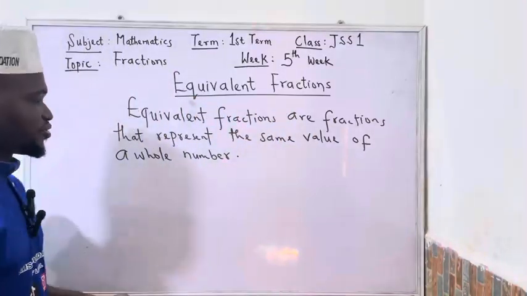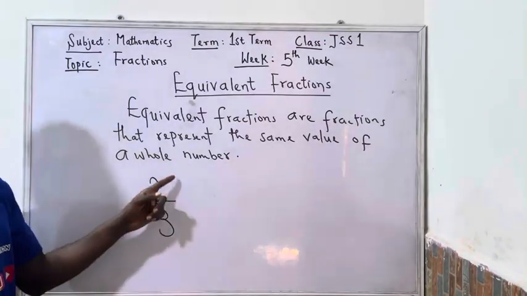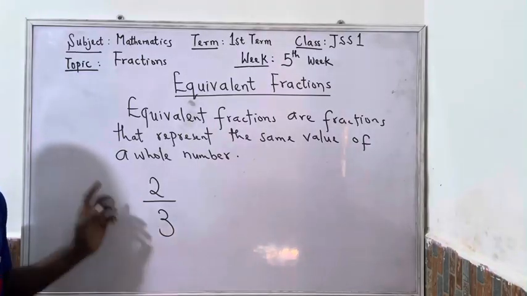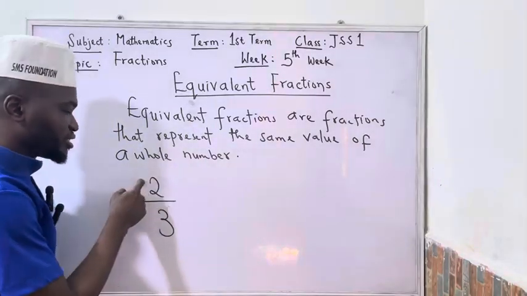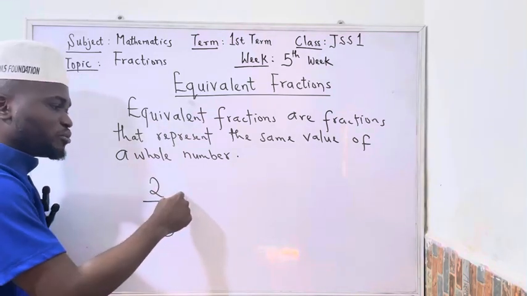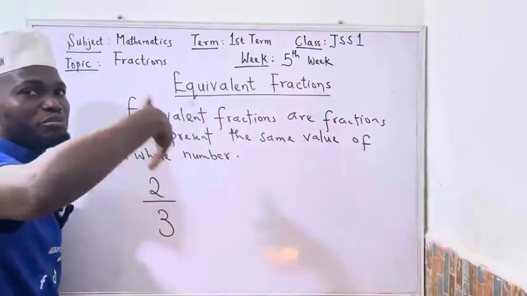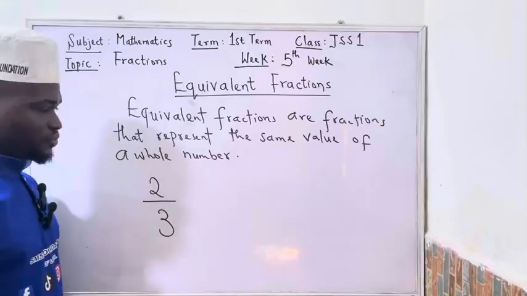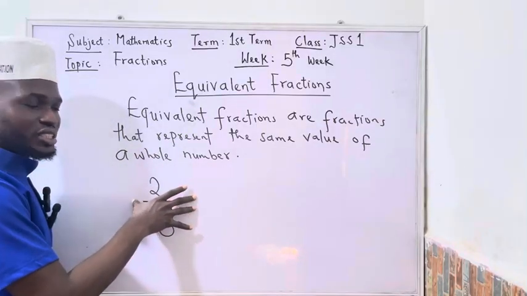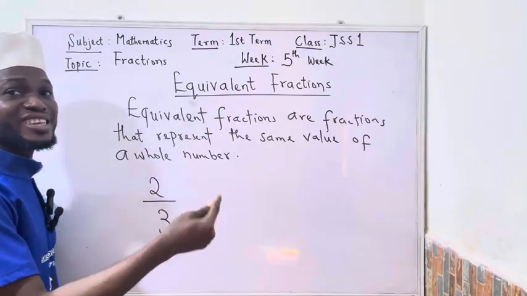So you can start with a fraction as small as 2/3, and we can generate many fractions which are equivalent to this. Although they may not have the same numerator and the same denominator, the numerator and the denominator will be multiples of each other. So how do we generate fractions which are also equivalent to this? It's simply by multiplying the top and the bottom by the same number.